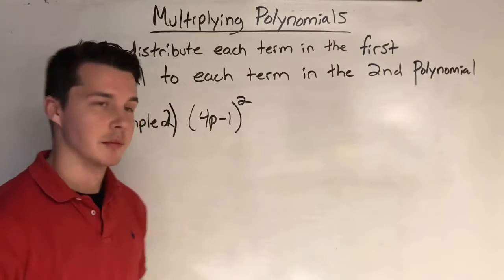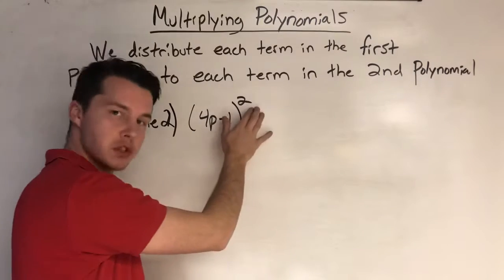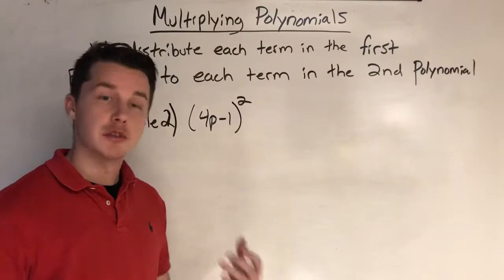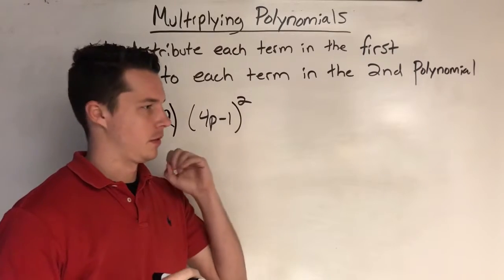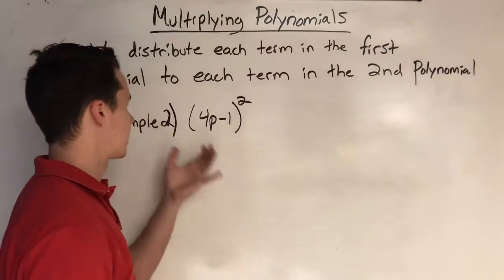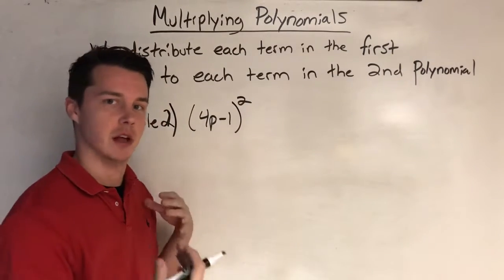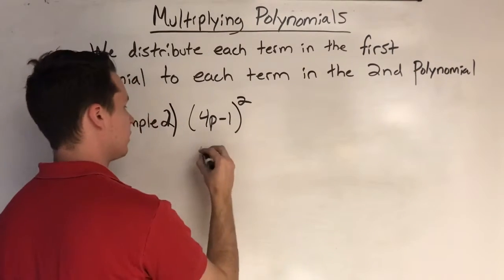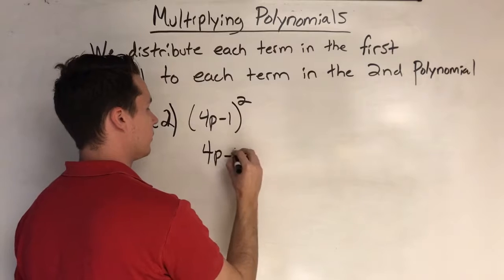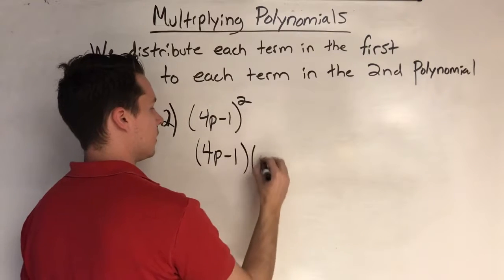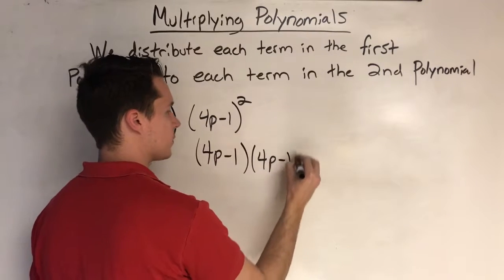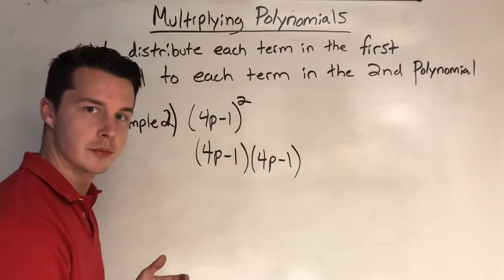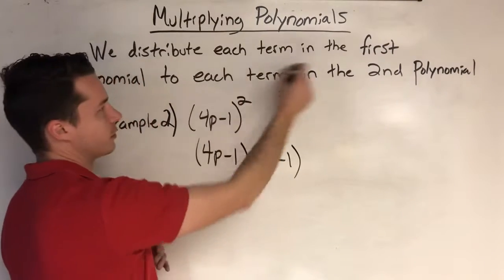For our second example, we have a polynomial squared. Now you remember, when you square something, it's basically the number times itself, or in this case, it's going to be the polynomial times itself. So you can't just square each term. This is how it actually has to be rewritten. You're going to have 4p minus 1, all right, and that's multiplied by 4p minus 1. It's times itself. Now we distribute each term.